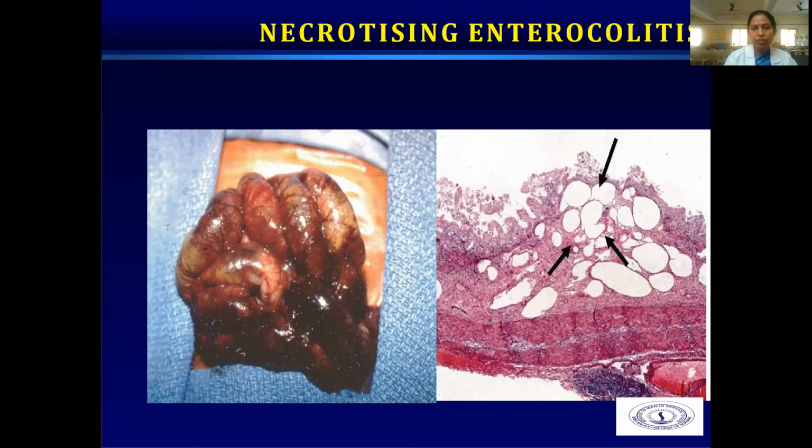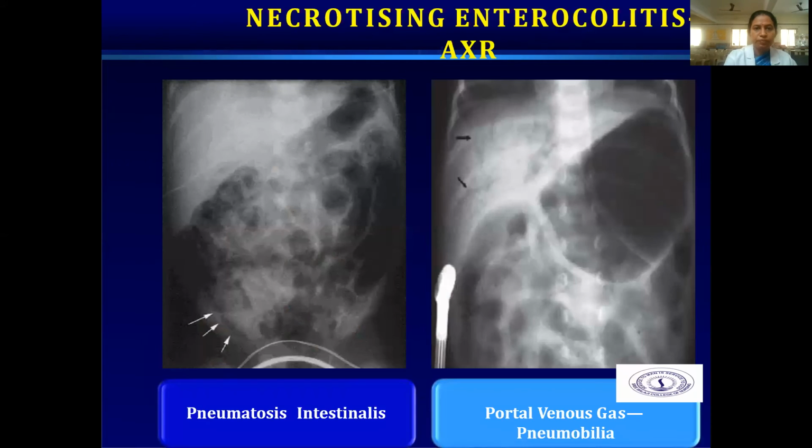Necrotizing enterocolitis diagrammatic representation, where you see the arrow mark showing, and here naturally we see the enterocolitis. Necrotizing enterocolitis, pneumatosis intestinalis shown in the arrow mark, and here portal venous gas, pneumobilia, which is shown in arrow mark.